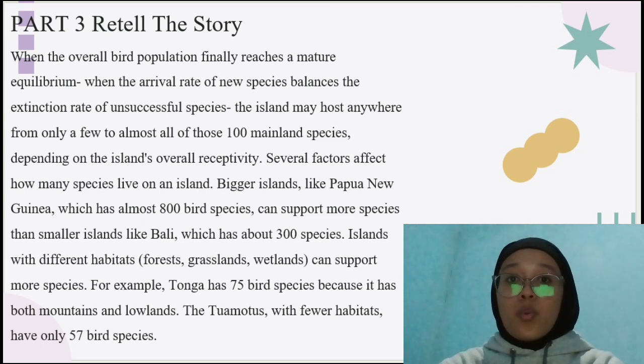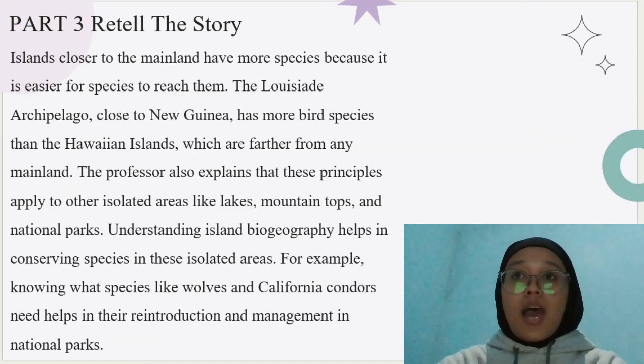The Tuamotus, with fewer habitats, have only 57 bird species. Islands closer to the mainland have more species because it is easier for species to reach them. The Lucia archipelago, close to New Guinea, has more bird species than the Hawaiian Islands, which are farther from the mainland. The professor also explained that these principles apply to other isolated areas like lakes, mountaintops, and national parks.